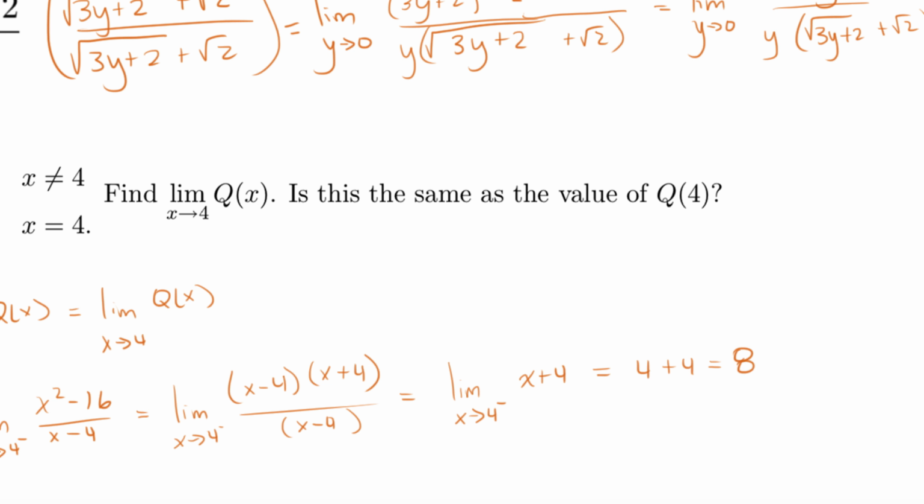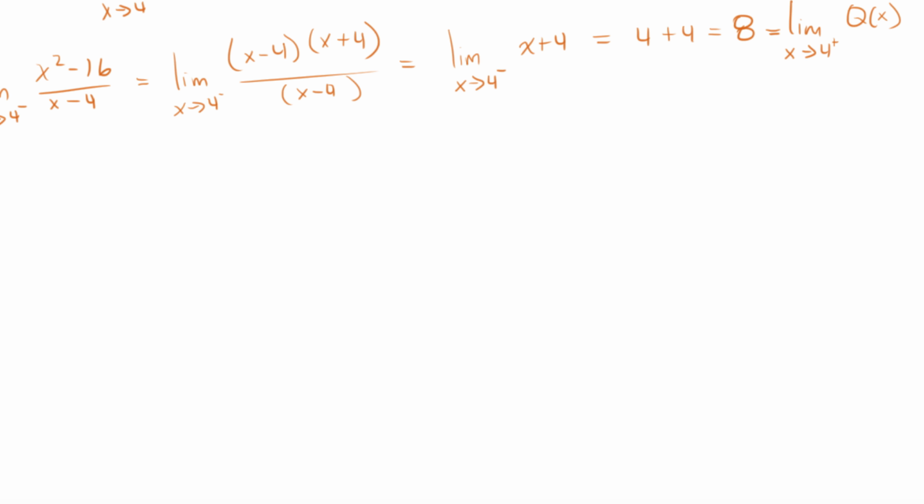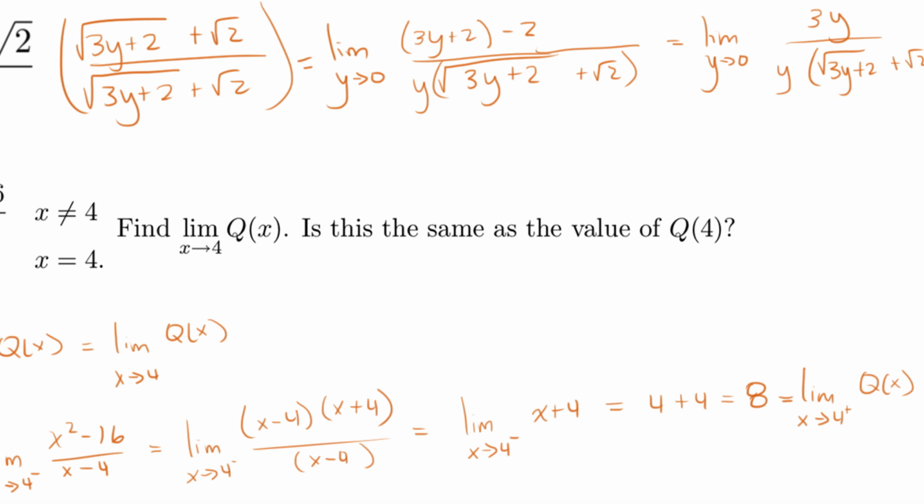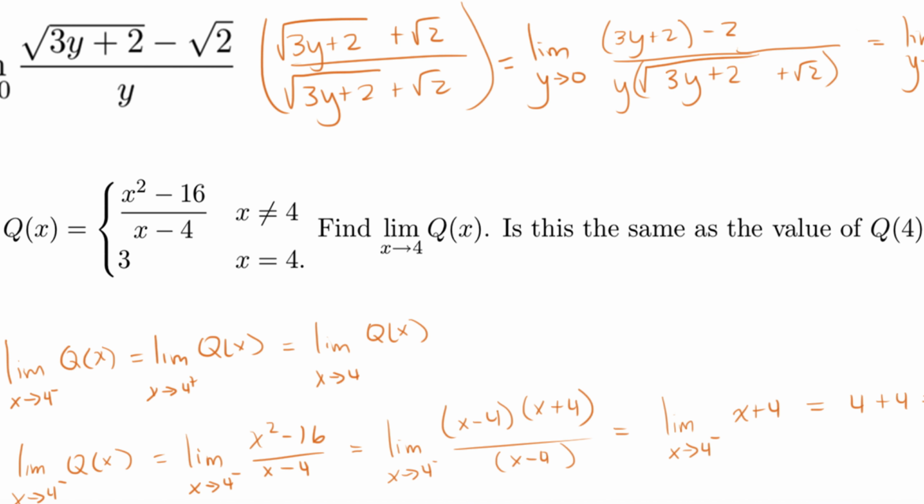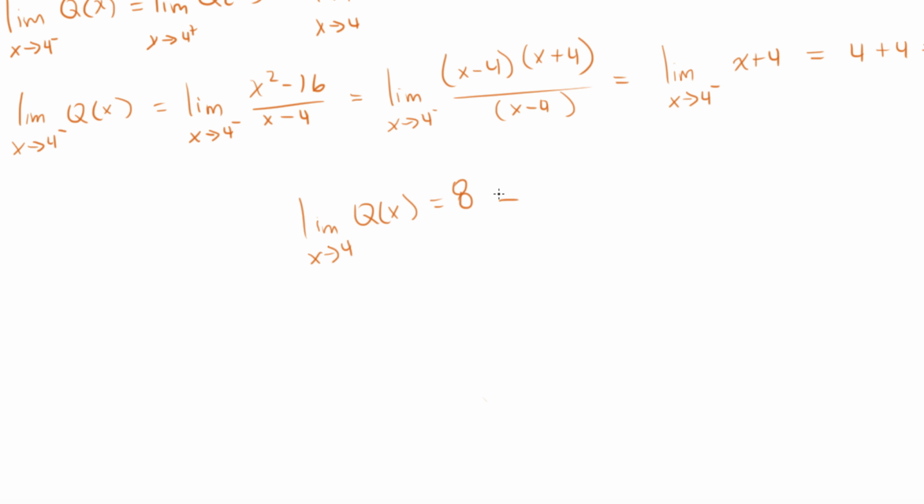Now, this same procedure applies for the limit when x approaches 4 from the right. Same procedure. Therefore, the limit when x approaches 4 of q of x is 8. But it says that at 4 it equals 3, which is not equal to 8. Therefore, at x equals 4, we have a removable discontinuity.